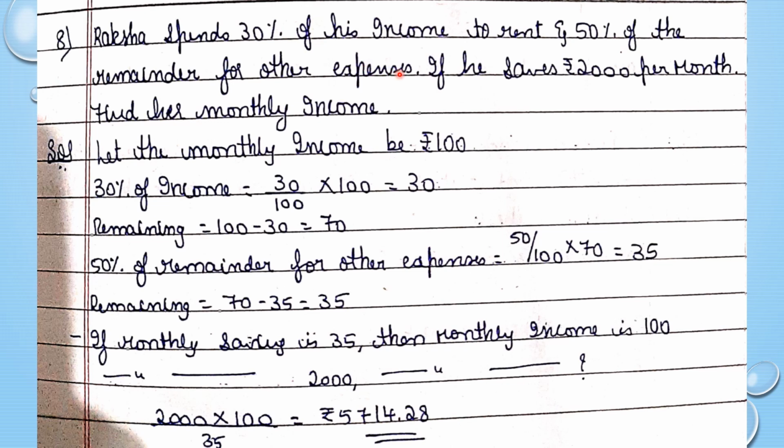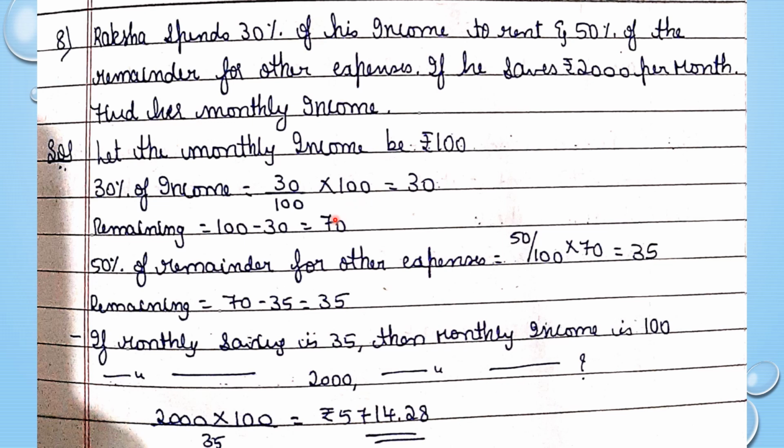If he saves 2000 per month, find her monthly income. So let the monthly income be rupees 100. Why? Because in percentages everything should be taken in hundreds itself. In 100, 30% of the income is for rent. So 30% is written as 30 by 100 into the value of monthly income, that is 100. So total is 30. So in 100, 30 rupees income is taken for rent.